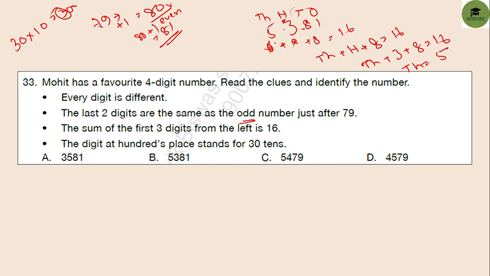So the number is 5381. So option B is your correct answer. Okay, and if you see, it satisfies that every digit is different, the last 2 digits are 81, an odd number just after 79. The sum of the first 3 digits from the left is 16, 538 gives you 16. The digit at hundreds place stands for 30 tens, 30 into 10, 300. So this is the correct option.